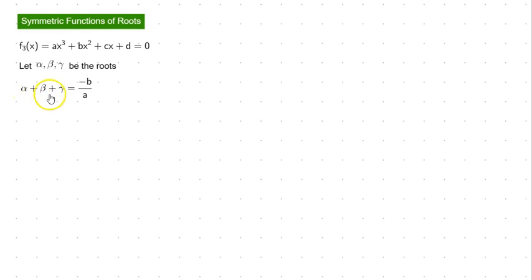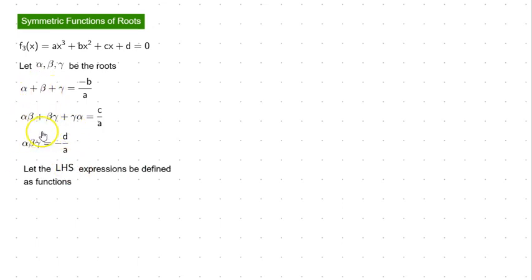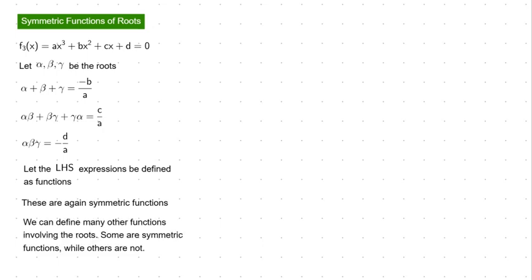that alpha plus beta plus gamma is equal to minus b by a. Alpha beta plus beta gamma plus gamma alpha is equal to c by a. And alpha beta gamma is equal to minus d by a. Now let the left-hand side expressions be defined as functions. So these are again going to be symmetric functions. Exchanging those roots is not going to change the value.